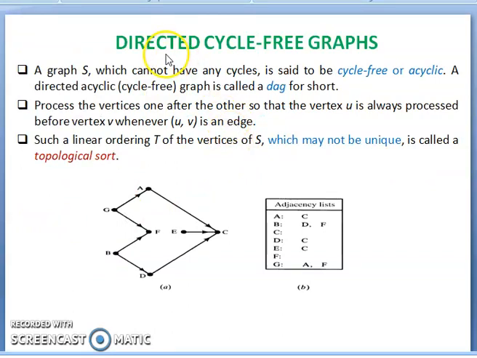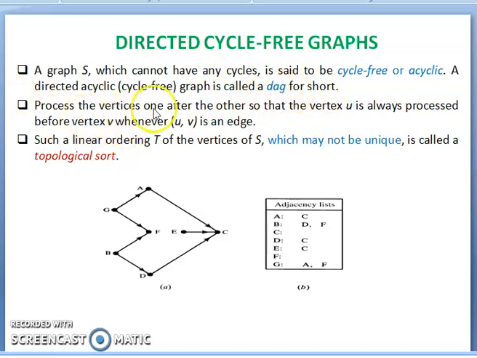Now, directed cycle free graph. Directed cycle free or acyclic: a graph which cannot have any cycles. If there are no cycles, it is said to be a cycle free or acyclic graph. A directed acyclic graph, that is a cycle free graph, is called a DAG for short. So DAG means directed acyclic graph.